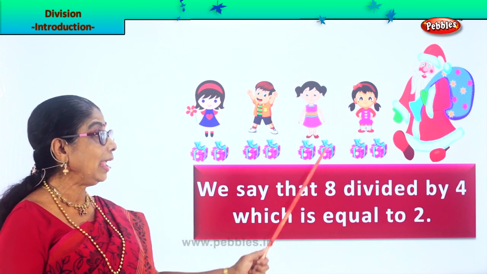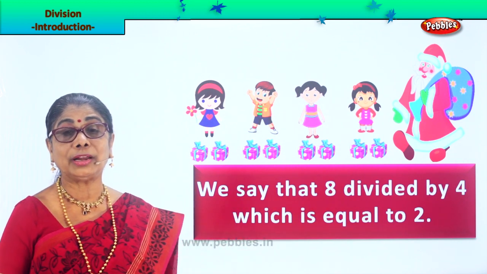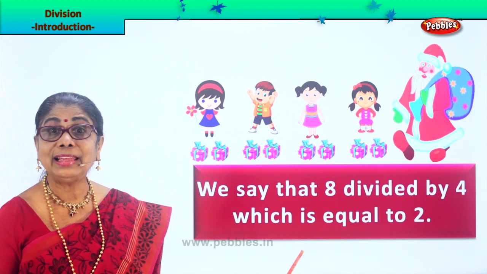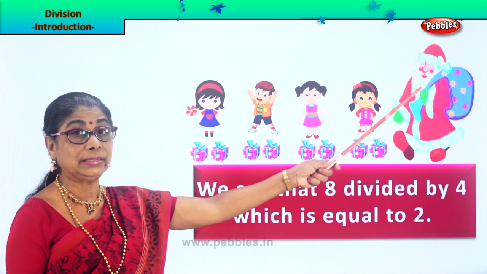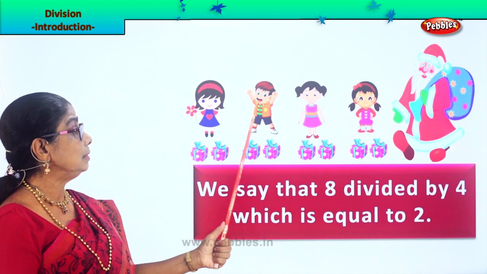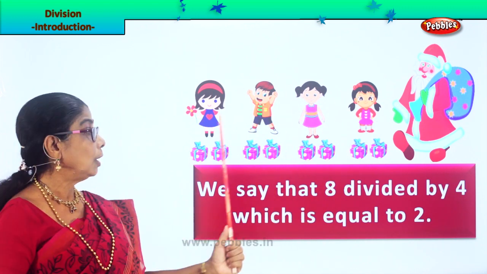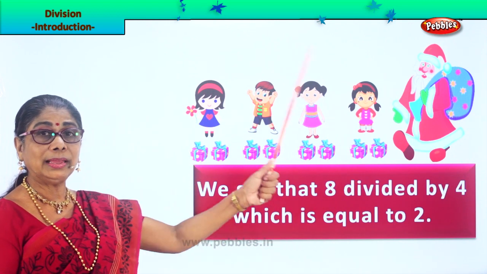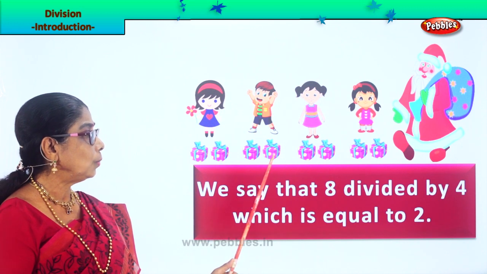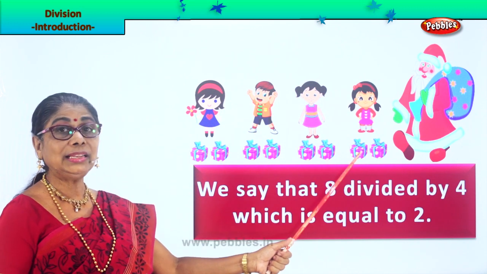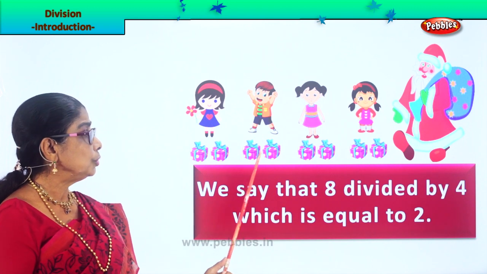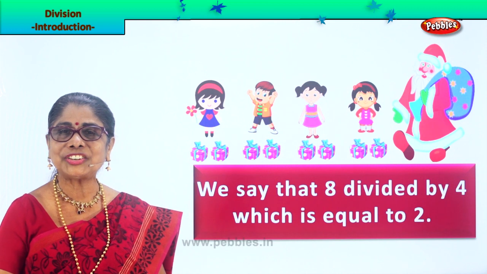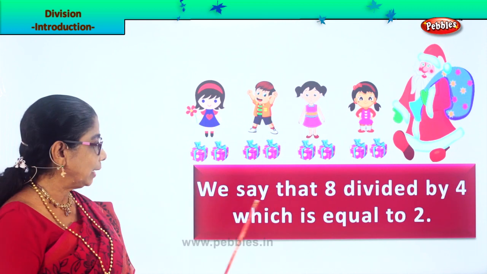Now, this colorful picture, did you understand? Santa's giving 8 gifts for 4 children. How many gifts were there? There were 8 gifts given by Santa. So here, 1, 2, 3, 4 kids. 1 gift, another 1 gift, another 1 gift, 1 more gift. Next round, 1, 1, 1, 1. Now, each child has 2, 2, 2, 2 gifts. You see that? They shared it equally among the 4 kids.